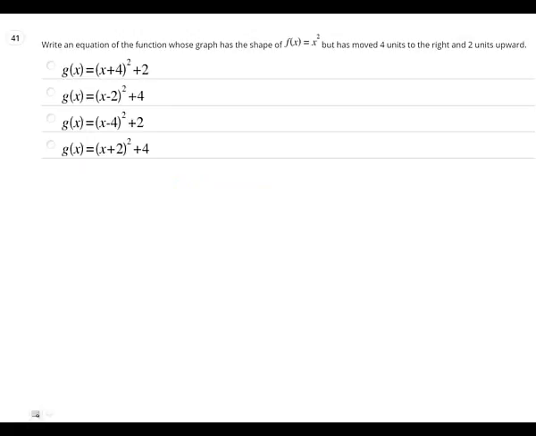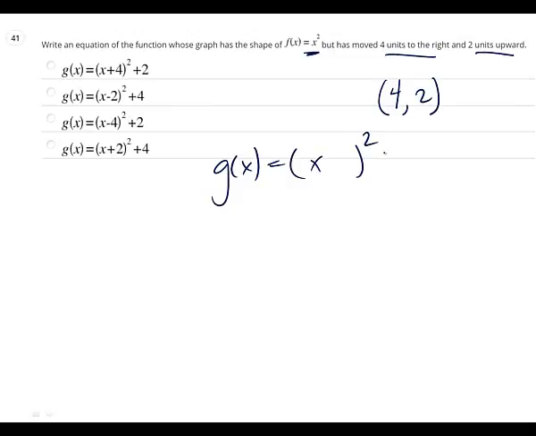All right. Write an equation of the function whose graph has this shape, but has moved 4 units to the right and 2 units up. Basically, isn't that the vertex? 4, 2. So I have to get it back into this skeleton of this equation, right? Squared plus or minus something, right? So, what happens when we go in or out of parentheses? Opposite sign. So I've got to go -4, and then outside the parentheses we keep the sign. So it's looking like the third one. Yep.